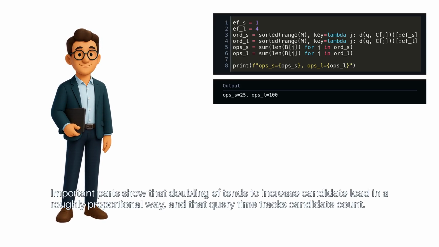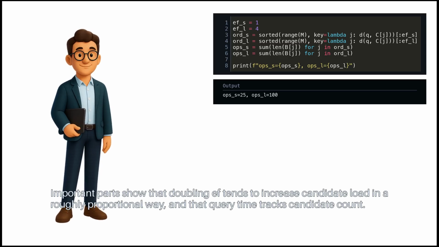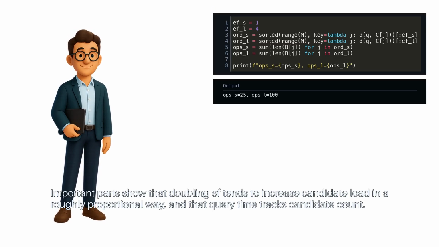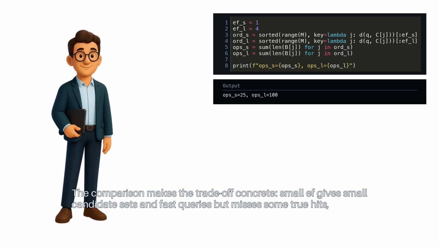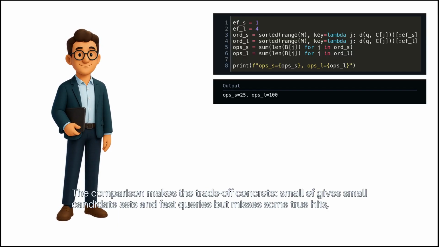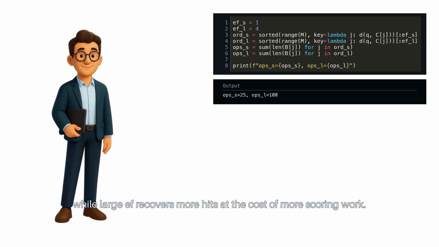Important parts show that doubling EF tends to increase candidate load in a roughly proportional way, and that query time tracks candidate count. The comparison makes the trade-off concrete. Small EF gives small candidate sets and fast queries, but misses some true hits, while large EF recovers more hits at the cost of more scoring work.